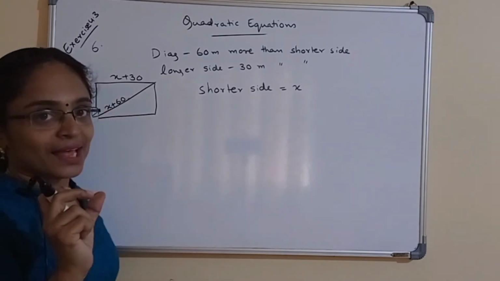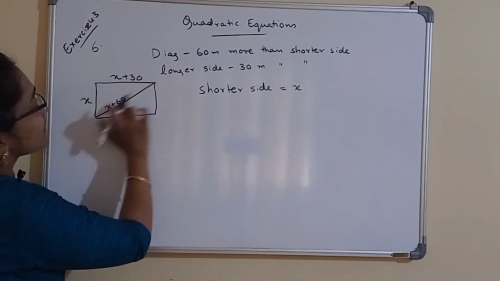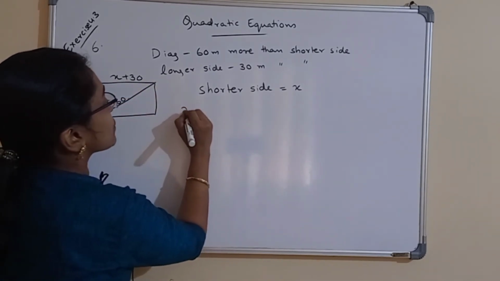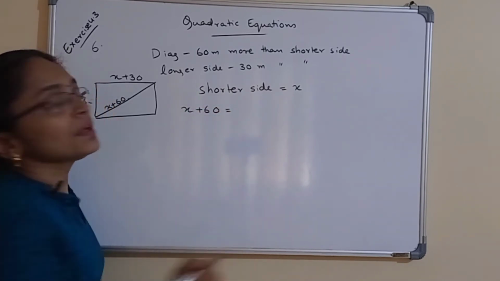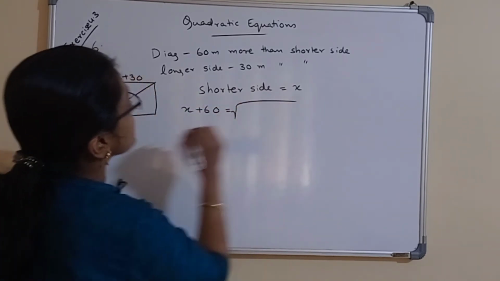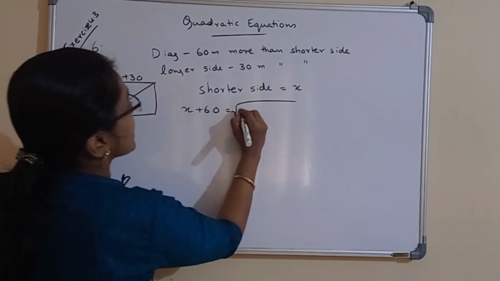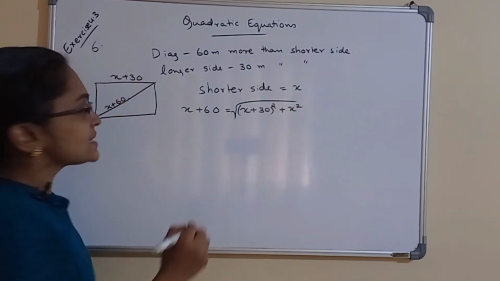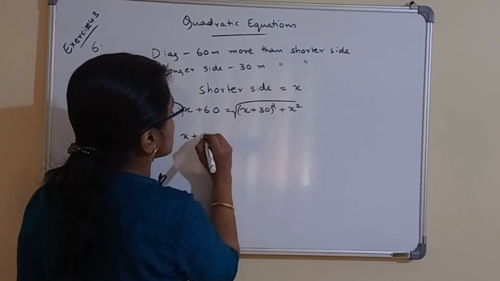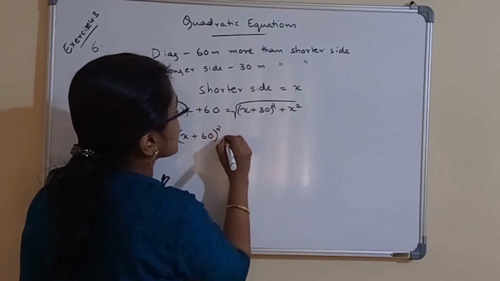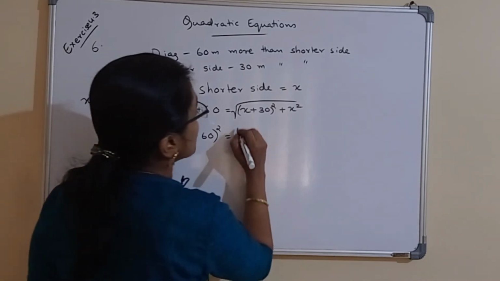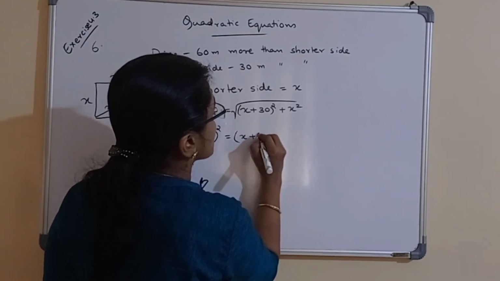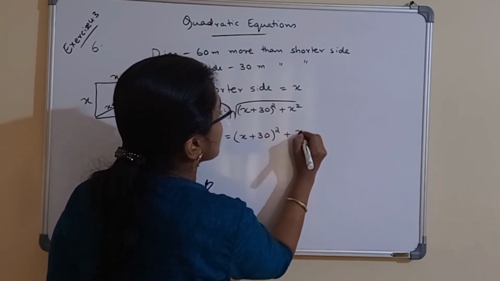So we know that this has become a right angled triangle. By applying Pythagoras theorem, the diagonal is equal to the root of base square plus altitude square. So it is x plus 30 the whole square plus x square, which is equal to x plus 60. We can take the square of this: x plus 60 the whole square is equal to x plus 30 the whole square plus x square, and we can remove the root.